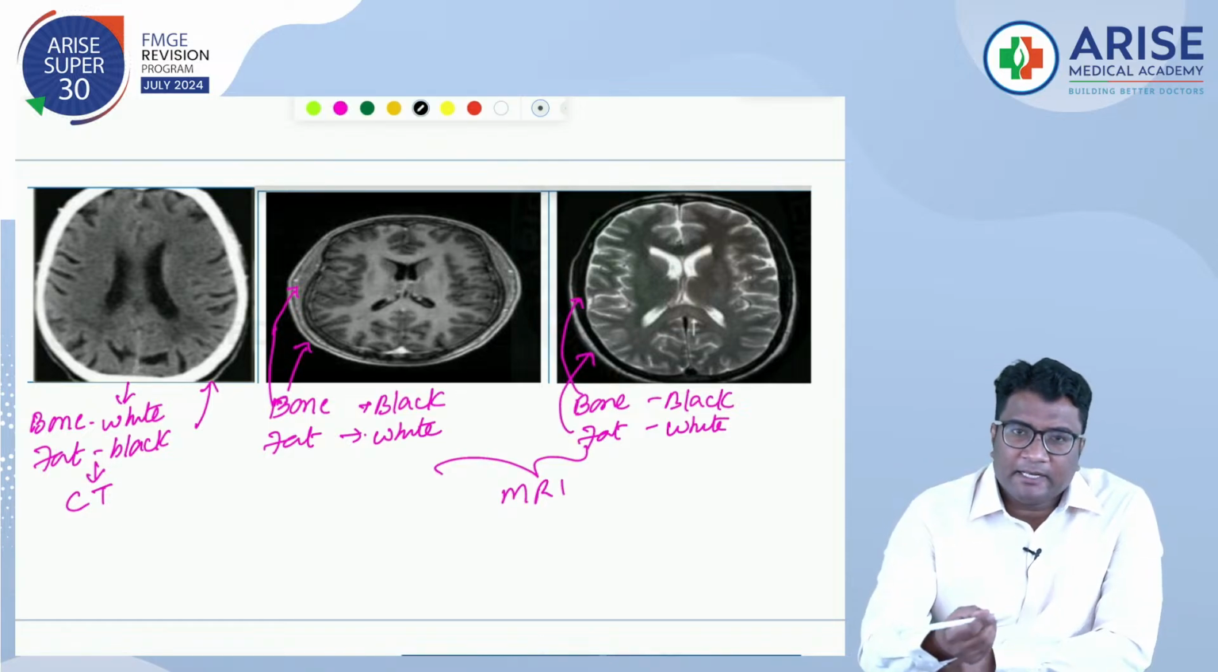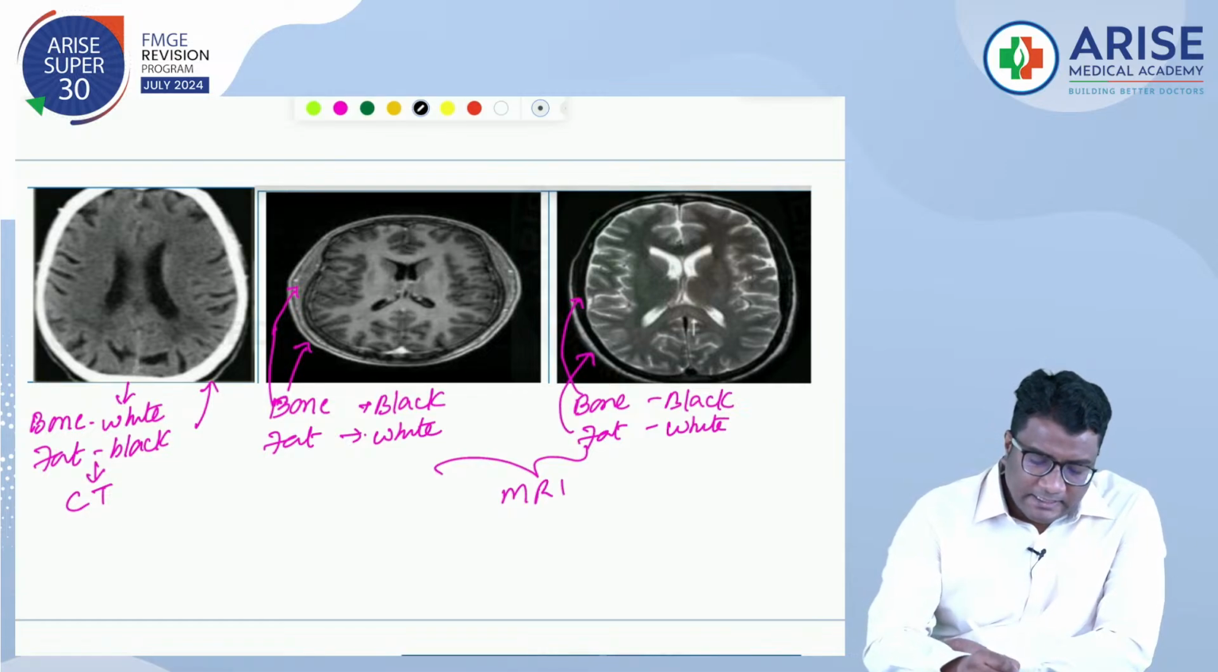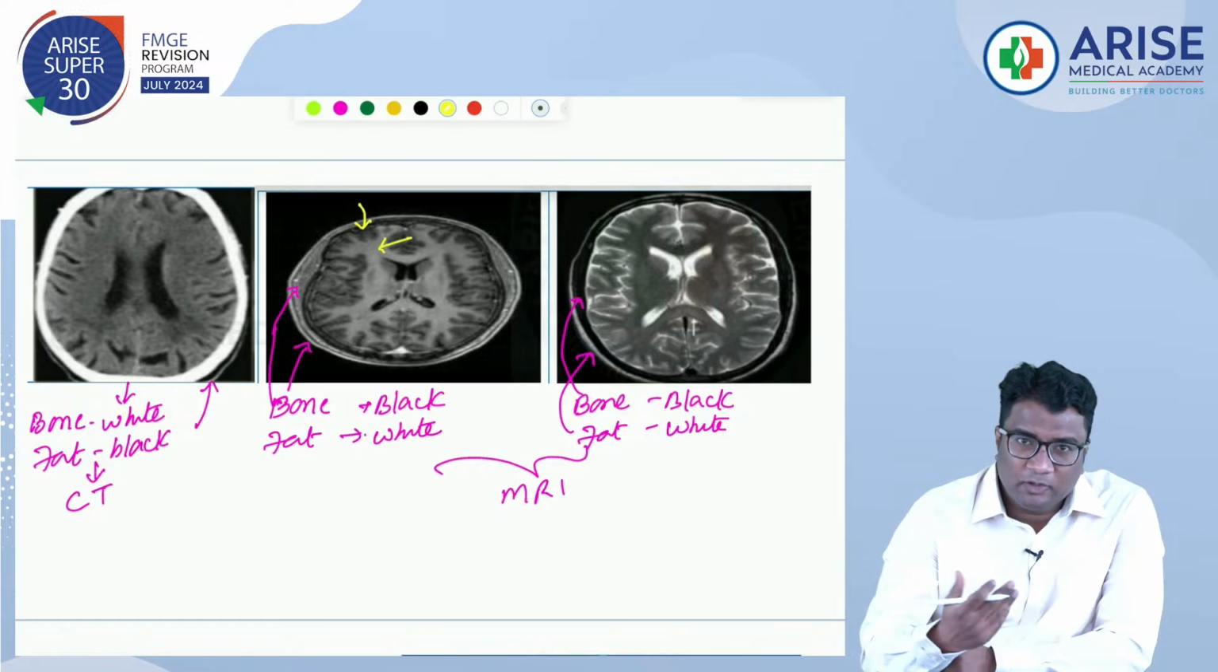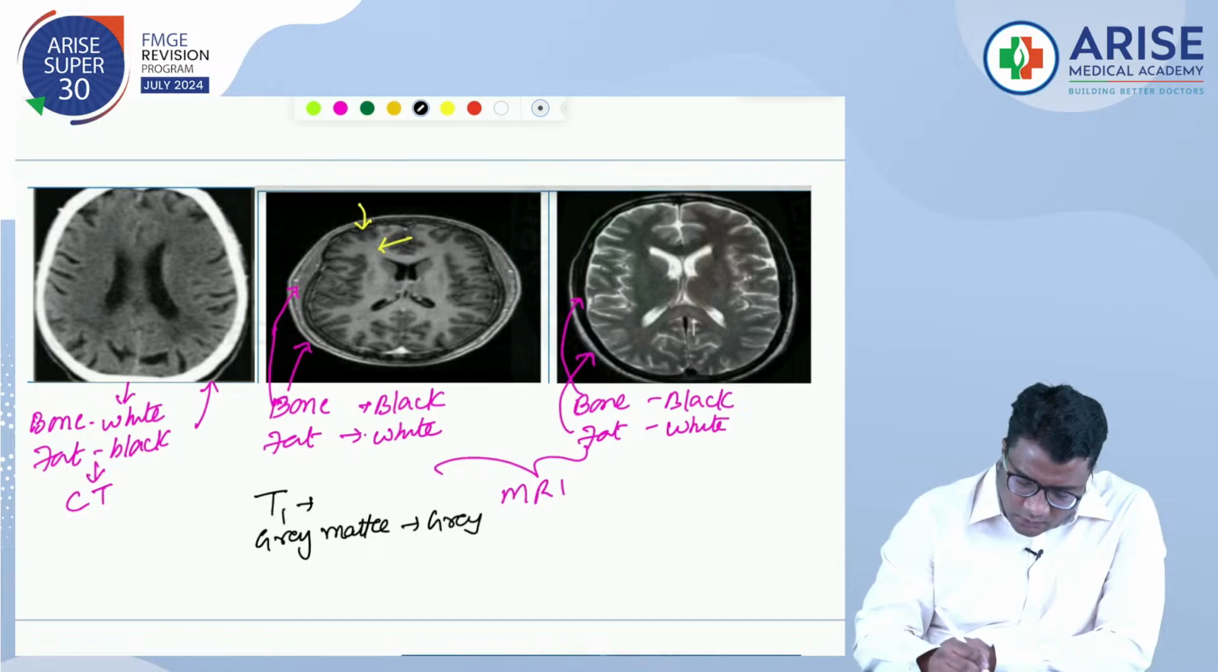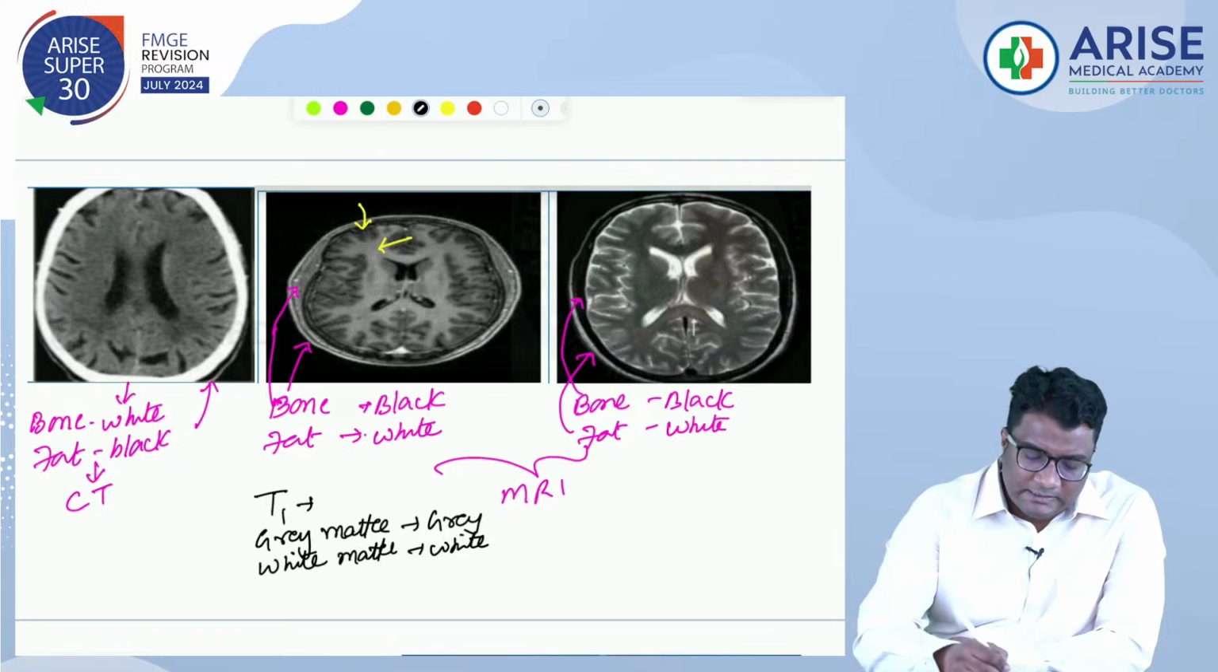Look at the gray matter and the white matter. Look at the outer gray matter. The gray matter is gray and the white matter is white. They go by their name, right? In a T1 weighted image, the gray matter is gray and the white matter is white. They are going by their name. White matter is white.